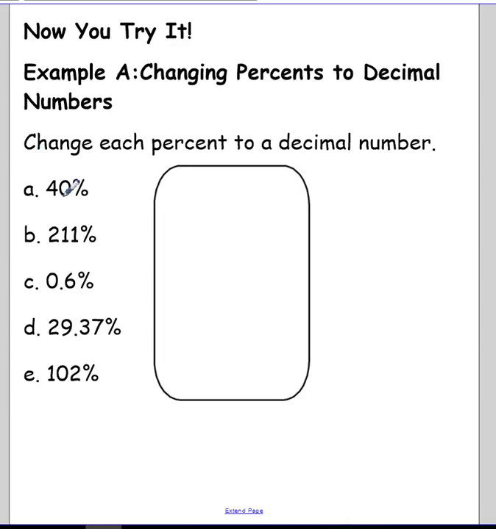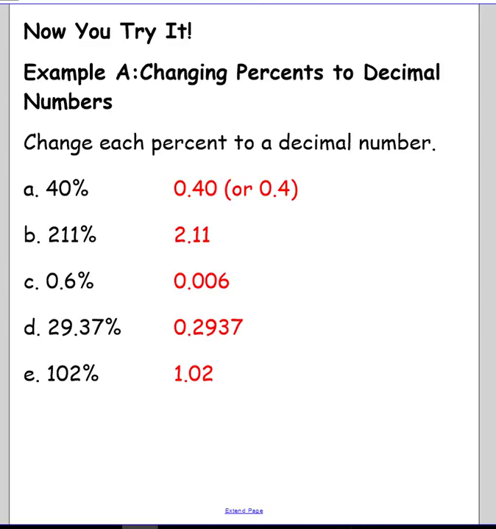So here are a couple percents for you to practice changing into decimals. Pause the video and work on those. When you're finished, resume the video so you can check your work. Okay, here you go. Notice that for 40%, you can write it either as 0.40 or 0.4, and the rest are there.